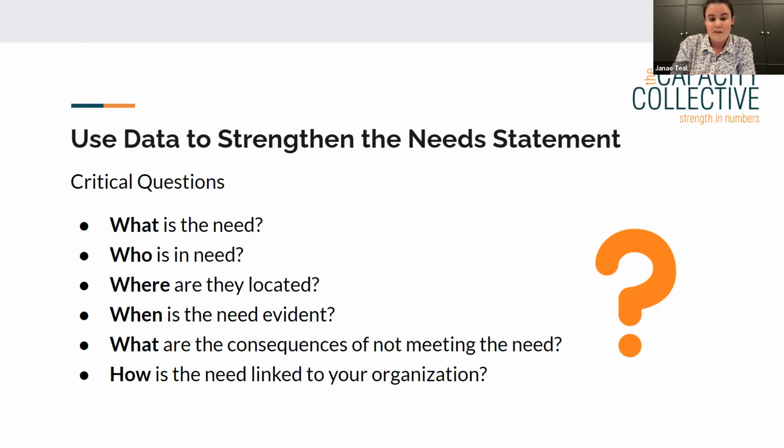It's also important that you are clear about what are the consequences of not meeting this need. So this population is in need of something, but what are the consequences of that not being met? You need to highlight that there is a sense of urgency. And finally, you need to be able to show the funder why the need is linked to your organization and highlight your qualifications.